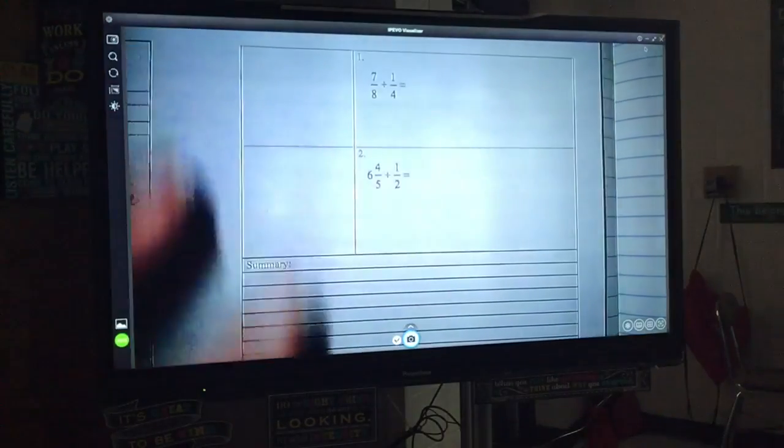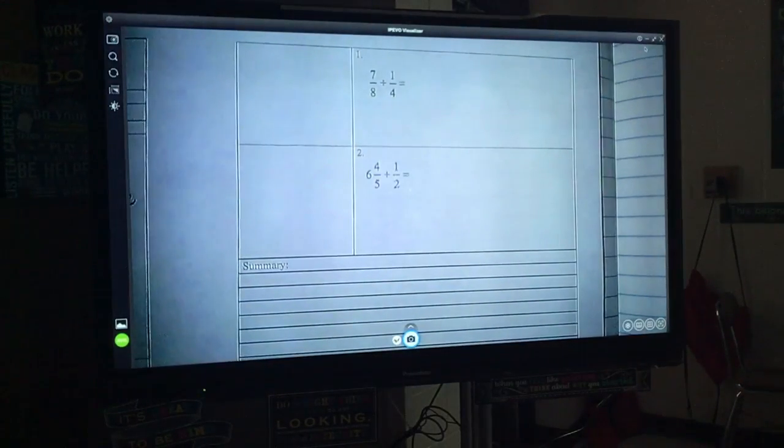You guys are doing number 1, 7/8 divided by 1/4, keep, change, flip, and then stand up when you have your answer.